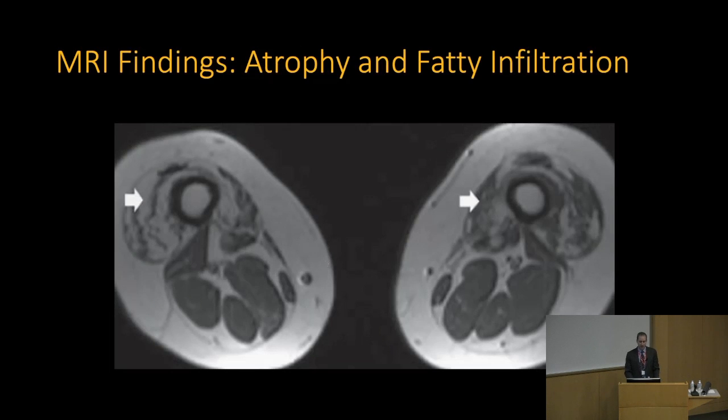And this is an interesting example, just showing that the anterior muscles, the quadriceps muscles, have undergone severe atrophy and fatty infiltration, whereas the posterior compartment is still maintained. And the imaging finding is that on T1, that gray muscle signal has been replaced by fat signal.